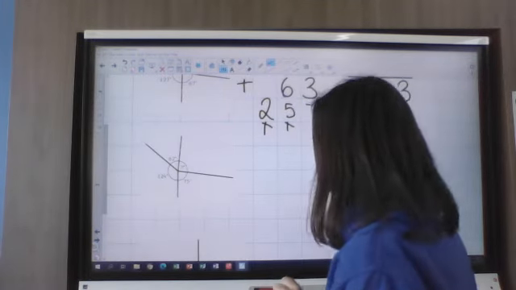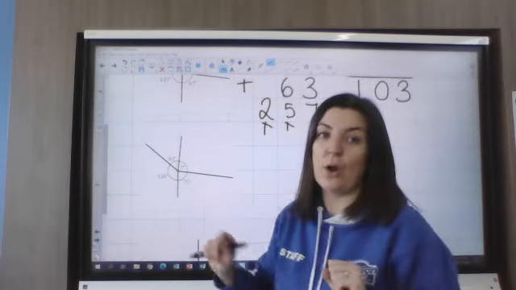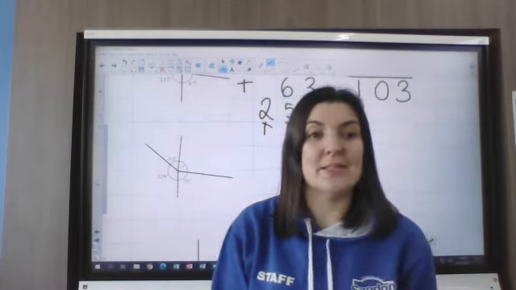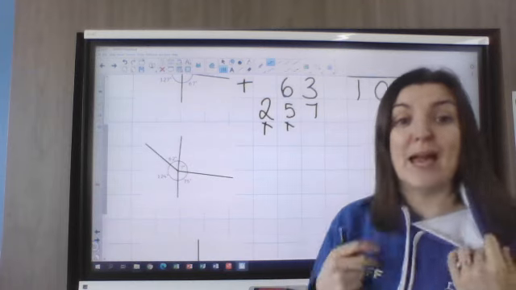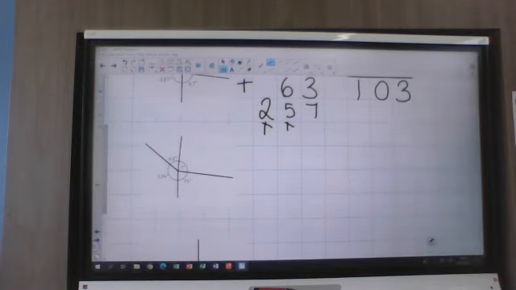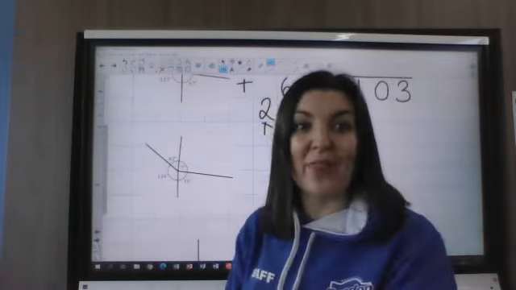Okay, so have a little go then. I want you to pause the video and I want you to have a little go at this one. So remember, the first step is to add. The second step is to take away from 360. Okay, so pause the video now and have a go at that one. Okay, so you should have had a go at that one.